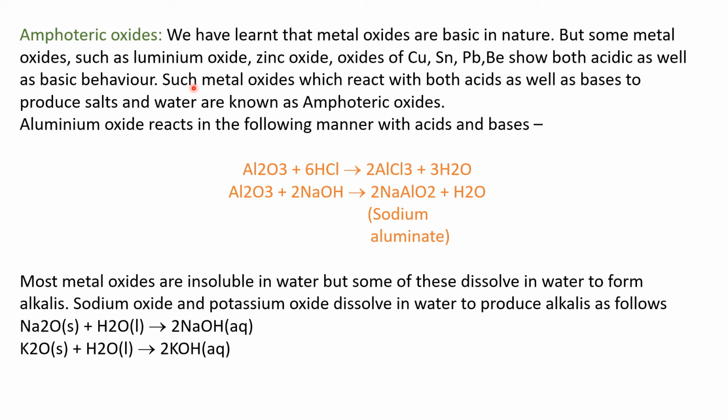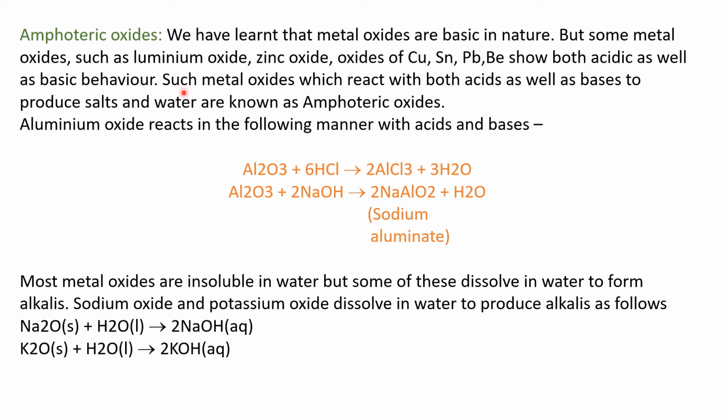But it was observed that some metallic oxides, like aluminium oxide Al2O3, zinc oxide ZnO, oxides of copper, that is cupric oxide CuO, tin stannum, its oxide SnO, and lead plumbum PbO, beryllium oxide Be2O3, these metallic oxides show the dual nature, that is both acidic as well as basic behavior.